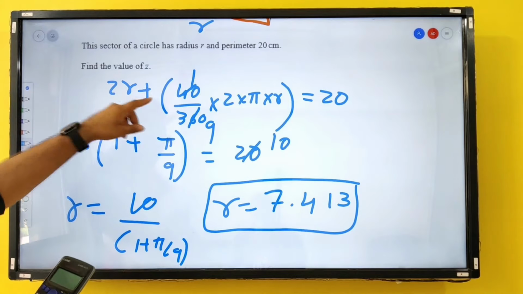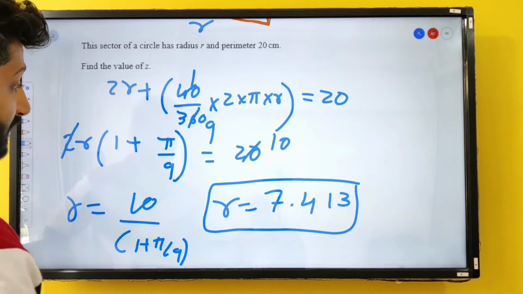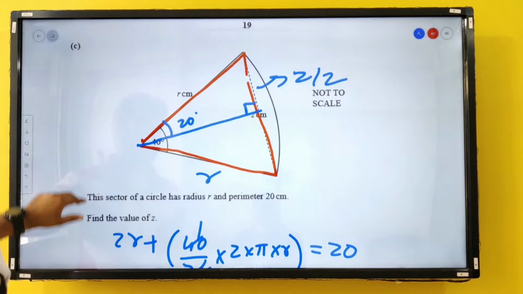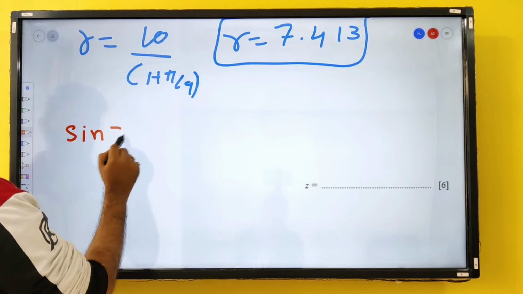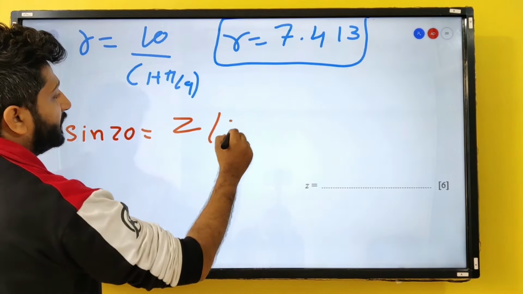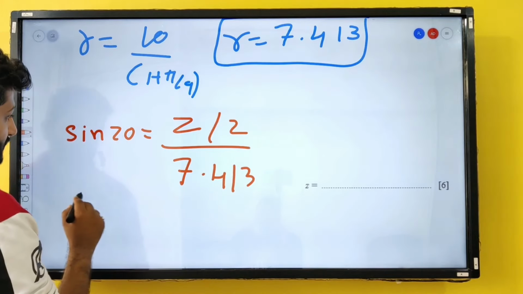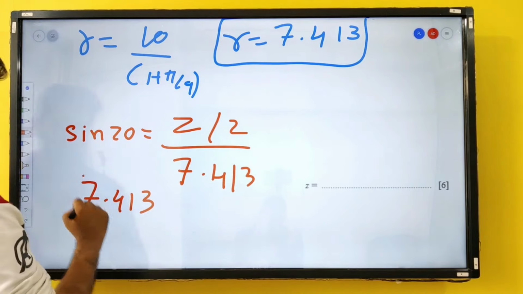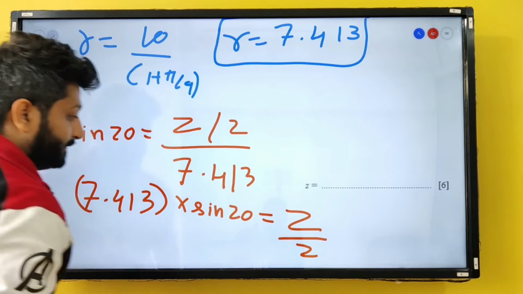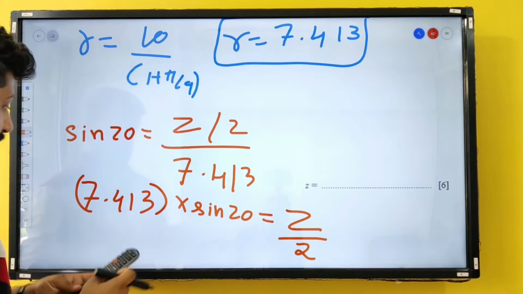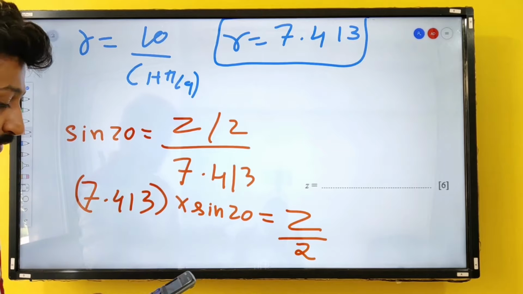Okay. So now r plus r, 2r theta upon 360 plus 2 pi r, 2r common, 1 plus pi by 9. Yes, this is correct. So this is my radius. Now using sine theta. So sine 20 is opposite, which was z divided by 2, upon hypotenuse, which is 7.413. So 7.413 into sine 20 is equal to z divided by 2. So 7.413 into sine 20, multiply this with 2, you'll get your z.